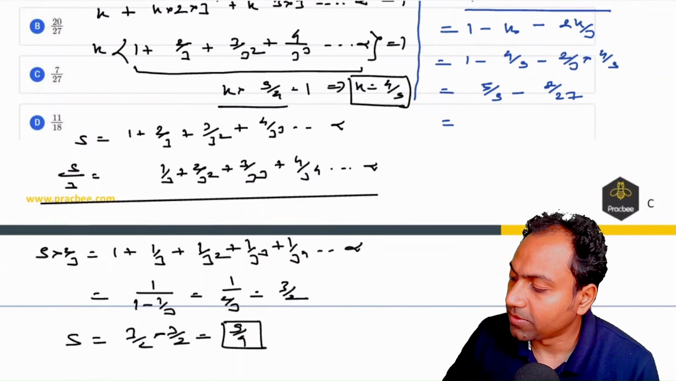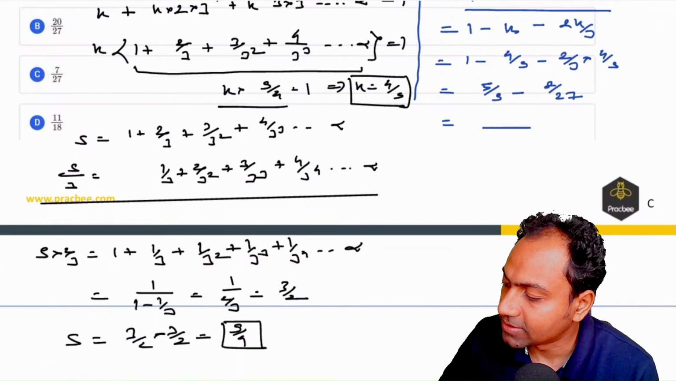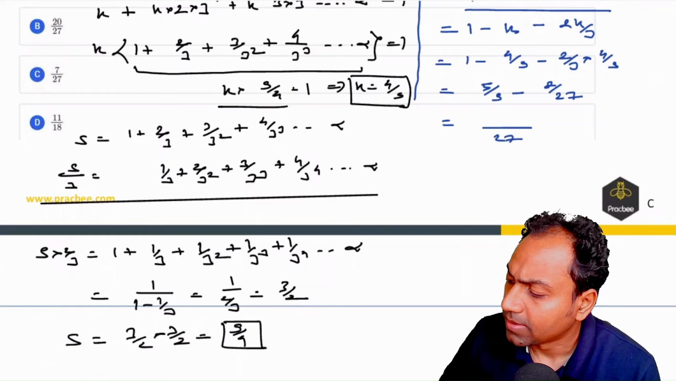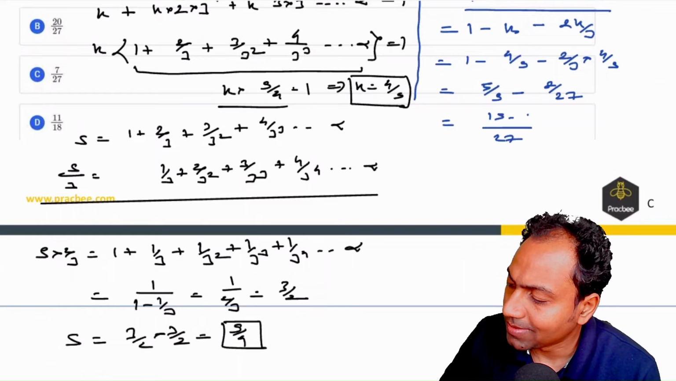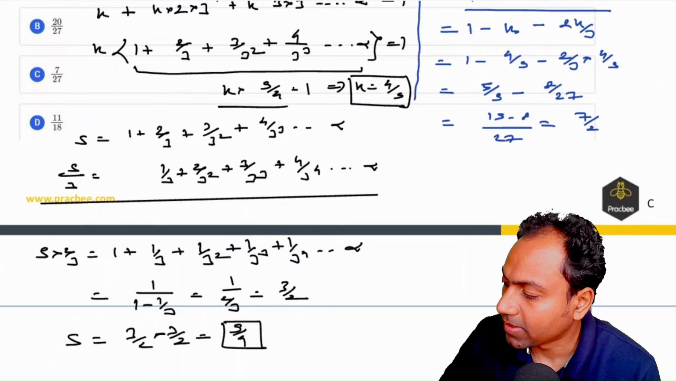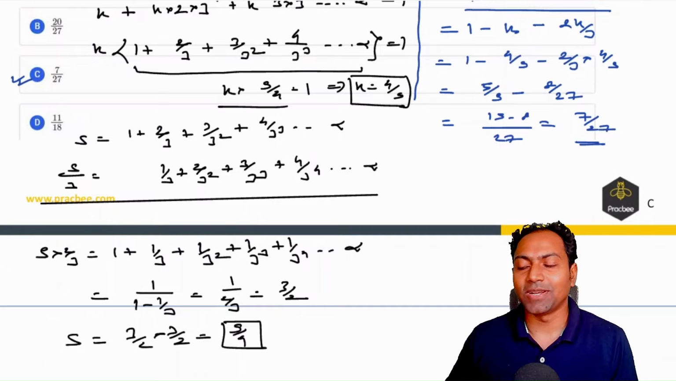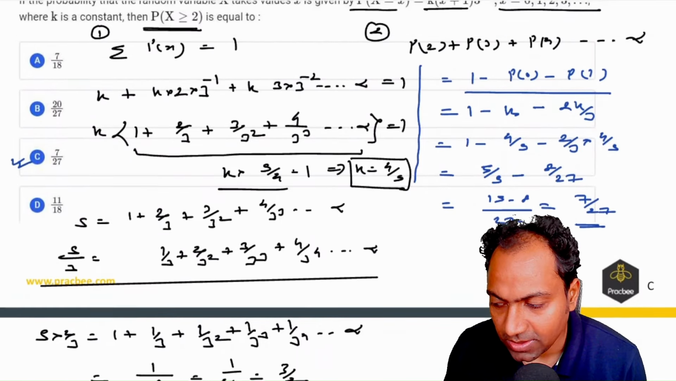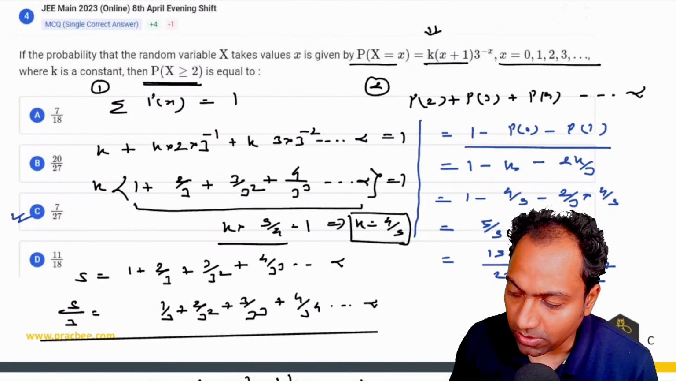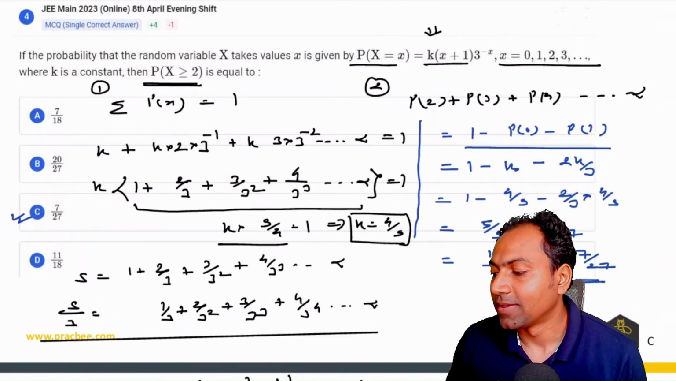And if I again simplify and take LCM, this will become 27. 3 into 5 is 15 minus 8. So this becomes nothing but 7 by 27. And if you see your option C, it is matching. So it beautifully combines the idea of AGP with the idea of Kolmogorov's identity in order to get to an answer.